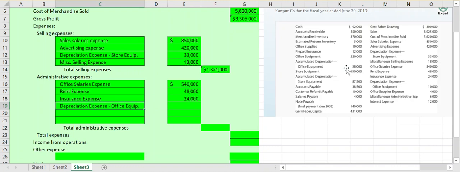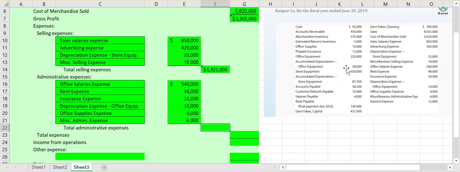So probably your computers for your accountants, for example, would be considered a piece of office equipment. And that's for $10,000. We also had our office supplies expense of $4,000. And finally, our miscellaneous administrative expense for $6,000.